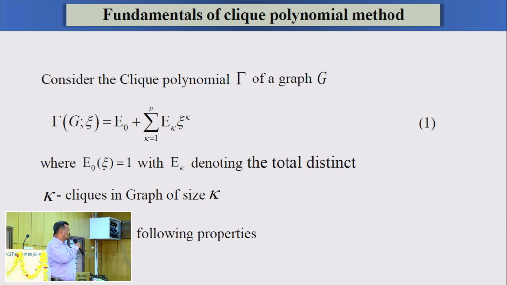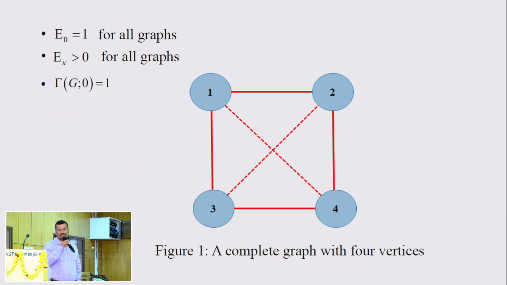E naught is 1 for all graphs. This is a standard notation, E naught. And E k is greater than 0. Whenever you consider cliques, it is always greater than 0 for all graphs. And the clique polynomial at 0 is always 1. And you see, a complete graph with 4 vertices I have considered, and here we can have cliques of size 0, 1, 2, 3.